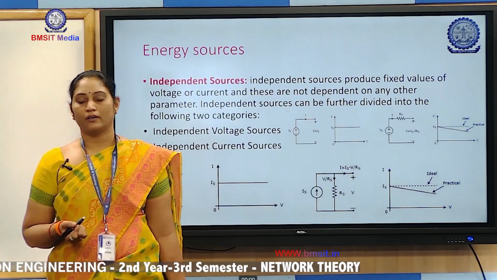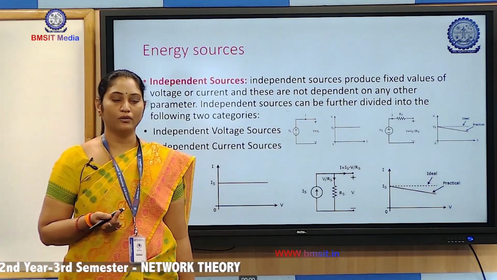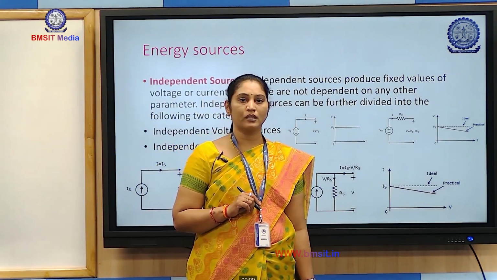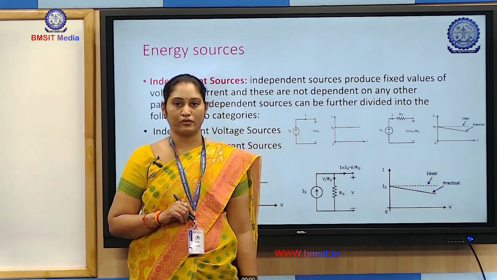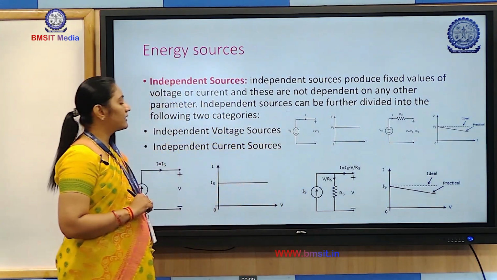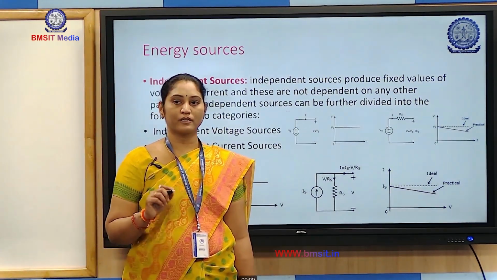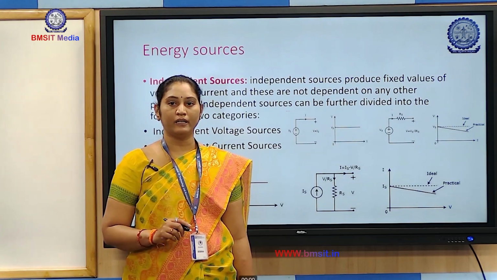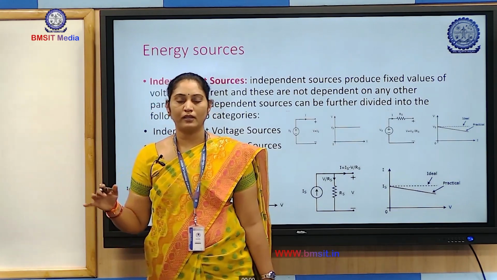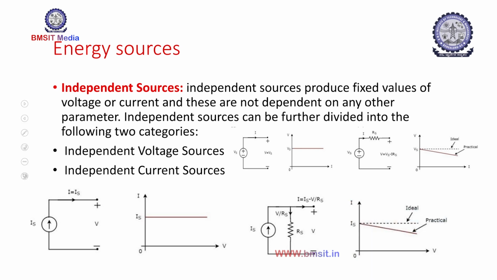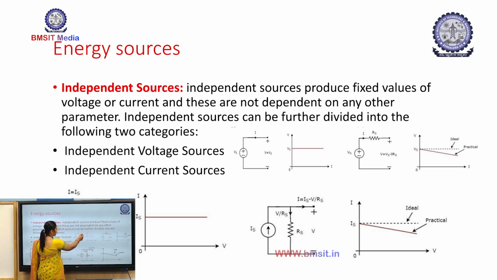Now comes the energy sources. Before reducing any network, we should know what sources we have, whether it is an ideal source or a practical source, whether it is a dependent source or an independent source. First we will see what an independent source is. These independent sources produce a fixed value of voltage or current, irrespective of the elements connected to that. That means you can connect n number of elements, but its value is only fixed. Its value is fixed even if you connect 100 resistors to this terminal.